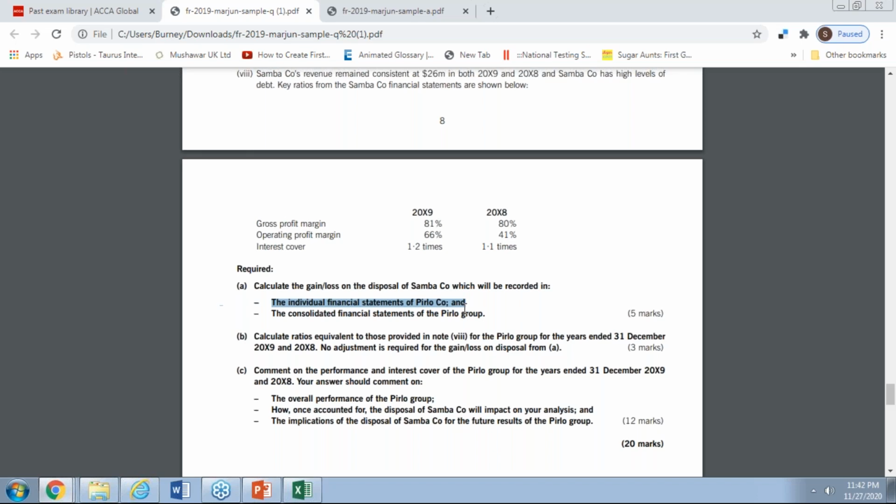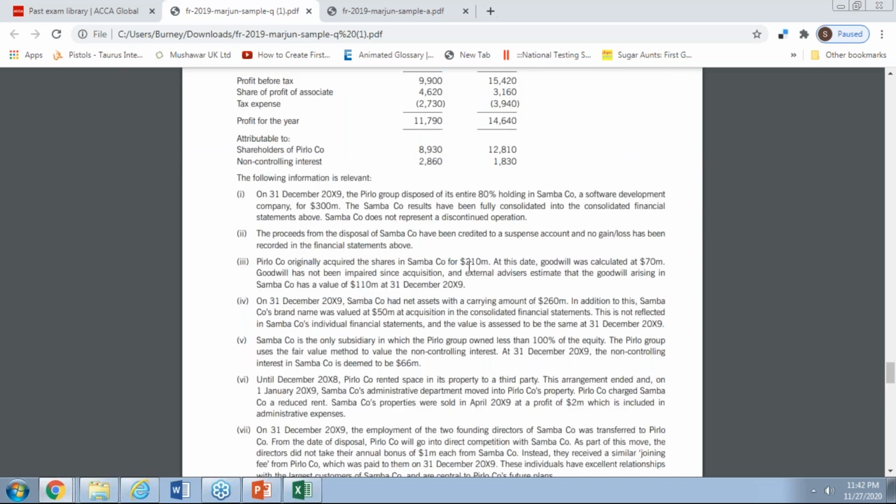So it's mentioned here that we have acquired the shares for 210 and sold it for 300. There will be a gain on disposal of 90. Okay. The goodwill has not been impaired since acquisition. The external advisor estimated the goodwill as arising in the value of 110.